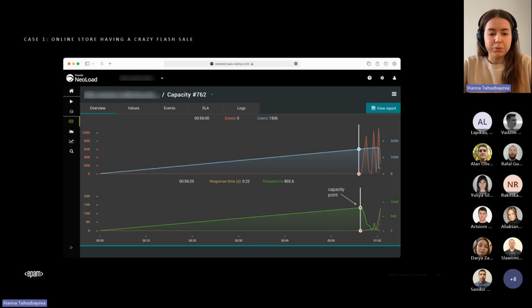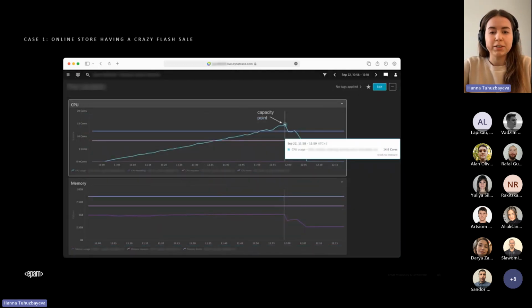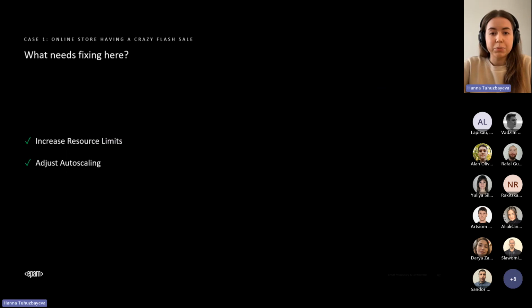So after some detective work, we found out the reason for the breakdown or the bottleneck. It turns out that our machines did not have enough resources, especially CPU. It just wasn't enough for all those buyers. The fix here is pretty straightforward. We just need to bump up the resource limits or tweak the auto-scaling settings. And this significantly helped our system to handle the load better.